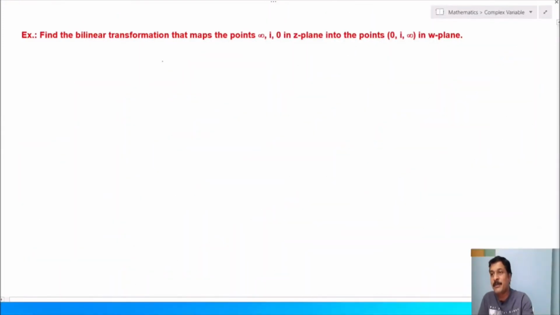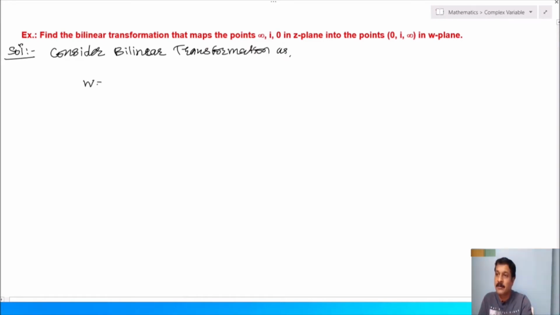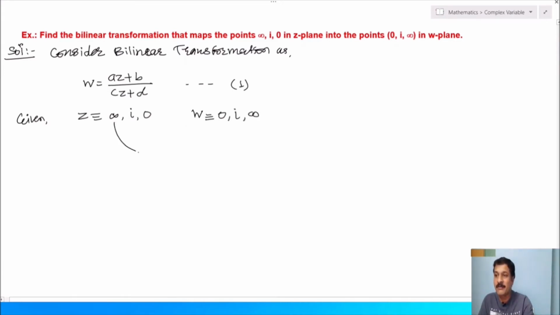Now consider one example on the bilinear transformation. Find the bilinear transformation that maps the points infinity, I, 0 in the Z plane into the points 0, I, infinity in the W plane. Solution: consider the bilinear transformation as W equal to AZ plus B upon CZ plus D. We want to find this. Since it satisfies these values, the given Z values are infinity, I and 0 in the Z plane, and in the W plane 0, I and infinity. So corresponding values are there.